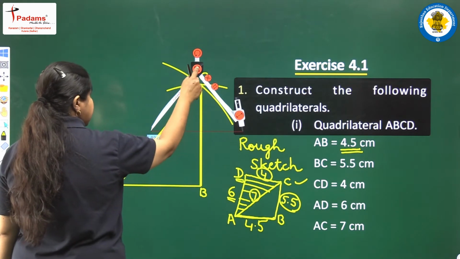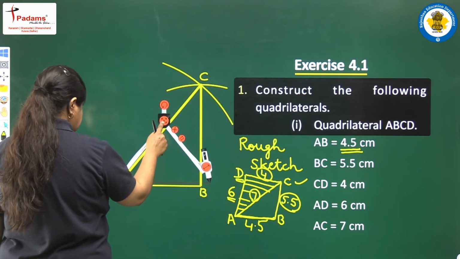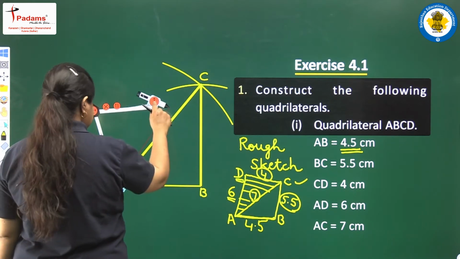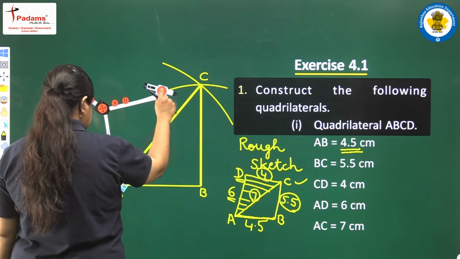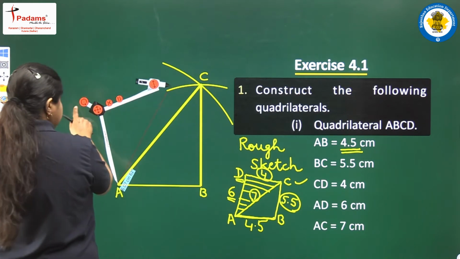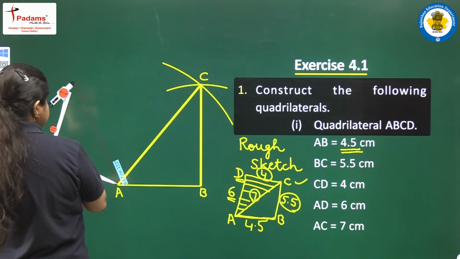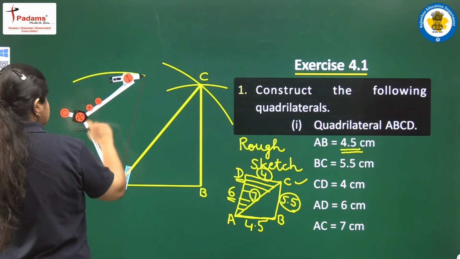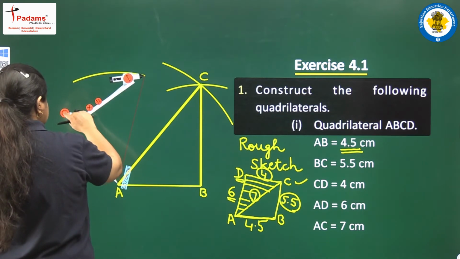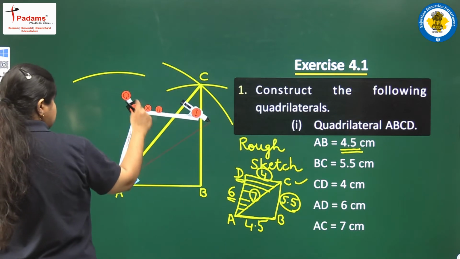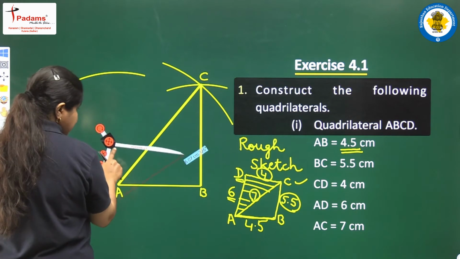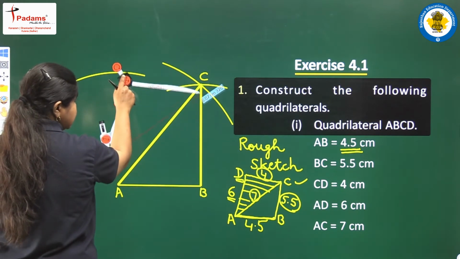Let us take it at point A, and what length do we need? Radius, we need 6 centimeters. So, let us take it 6. We draw one arc of radius 6 centimeters, this one. Then let us interchange and bring it to point C.